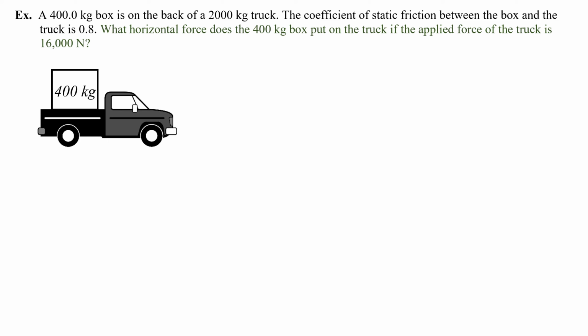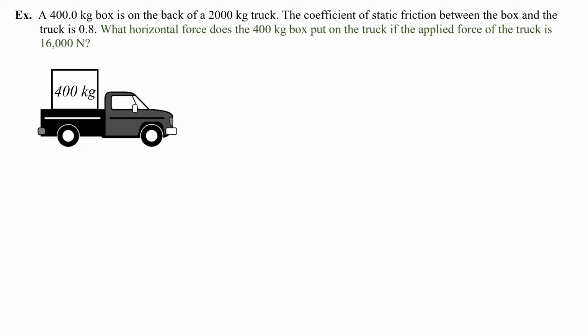A 400 kilogram box is on the back of a 2,000 kilogram truck. The coefficient of static friction between the box and the truck is 0.8. But now we're asked, what horizontal force does the 400 kilogram box put on the truck if the applied force of the truck is 16,000 newtons?